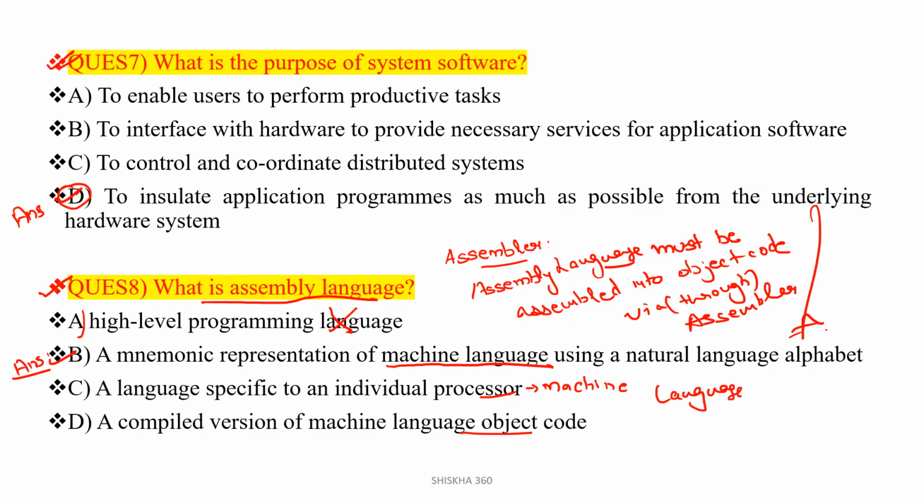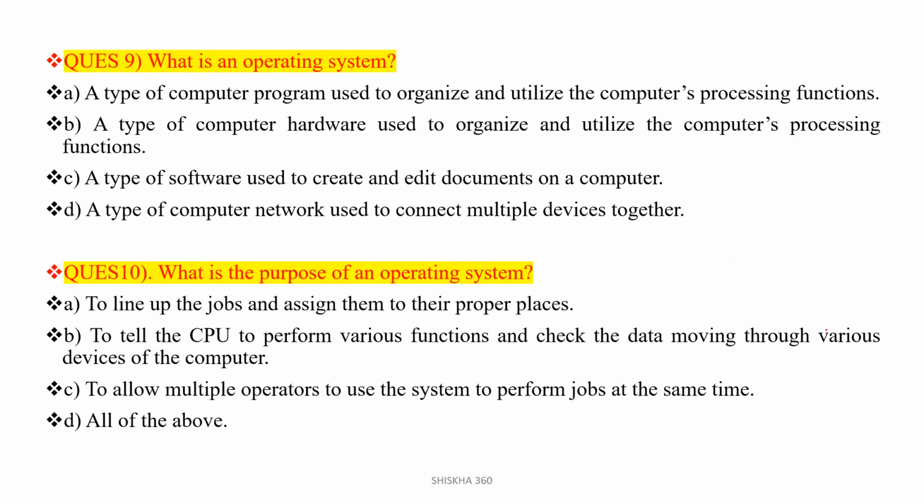Now move to the next question. Question number 9 is related to what is an operating system. Clear? There are different types of operating systems. A type of computer program used to organize and utilize the computer's processing functions. A type of computer hardware. Clear? Here, everything else is the same except the two words: it is a computer program or a computer hardware used to organize and utilize the computer's processing functions.